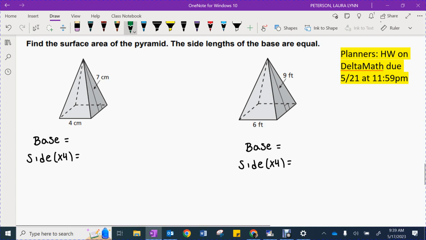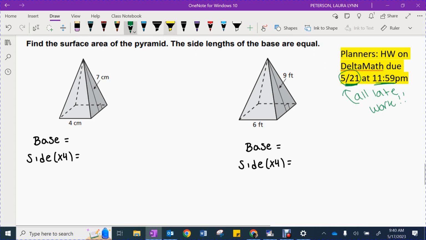As a reminder, let's look at our planners. Your homework that you've been working on all week is due on Sunday. That is the 21st at 11:59 p.m. That also includes all late work. So if you are still working on late work, it's also due on Sunday by 11:59 p.m.